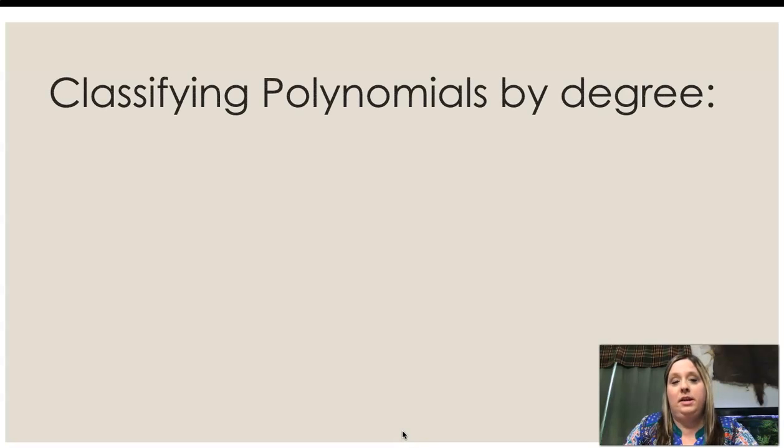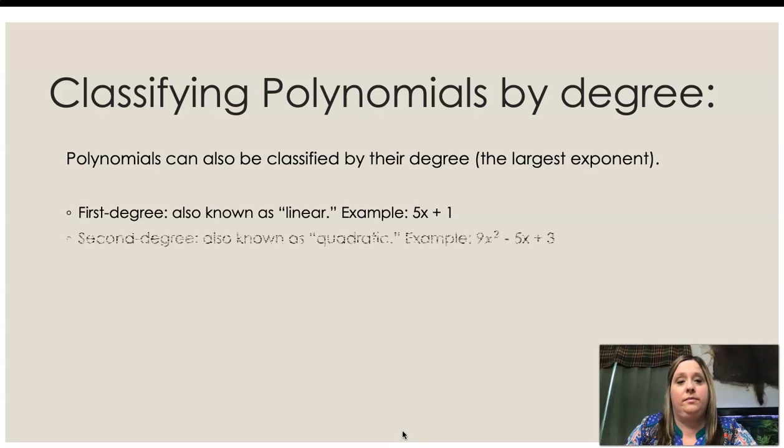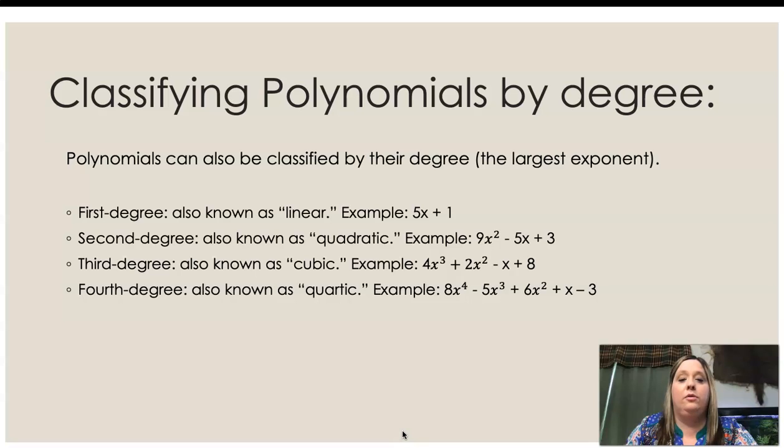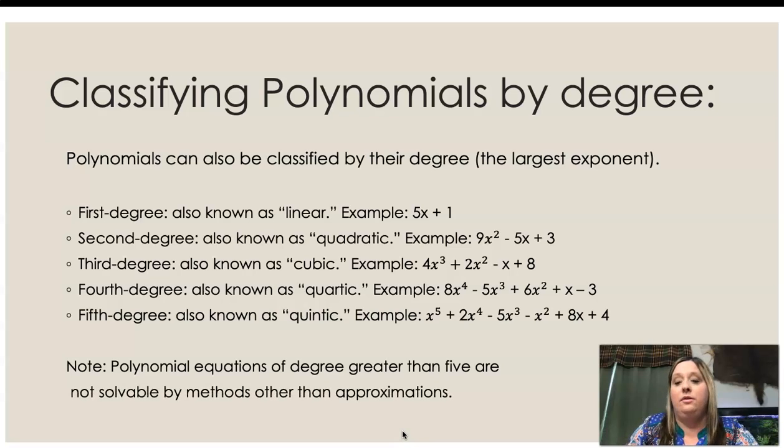So the next way they can be classified is by degree. So the largest exponent. So we have first degree, which you should be familiar with, that's called linear. Second degree, which is called quadratic. Third degree, which is called cubic. Fourth degree or quartic. And fifth degree or quintic. And polynomial equations of a degree greater than 5 are not solvable by methods other than approximations.